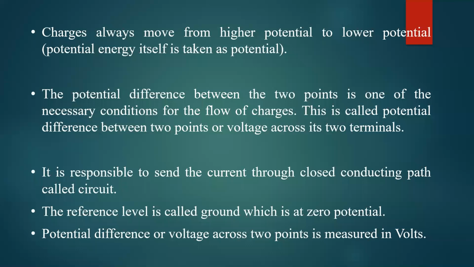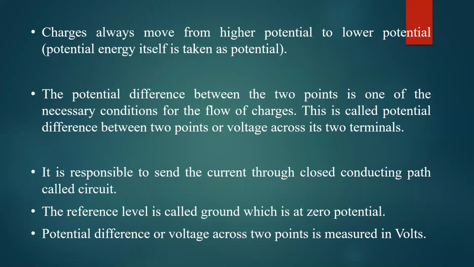Next point, the potential difference between the 2 points is one of the necessary conditions for the flow of charges. Already I have discussed that. This is called potential difference between the 2 points, or voltage across its 2 terminals. Potential difference is also called voltage. In a battery, the positive terminal is at lower potential and the negative terminal is at higher potential with respect to electrons. Why is the negative terminal at higher potential? Because there are more electrons, so electrons are at higher potential.